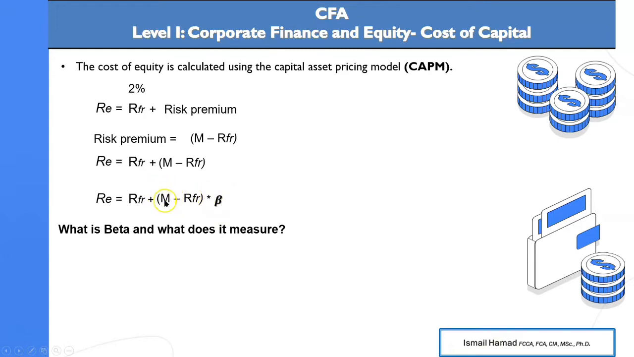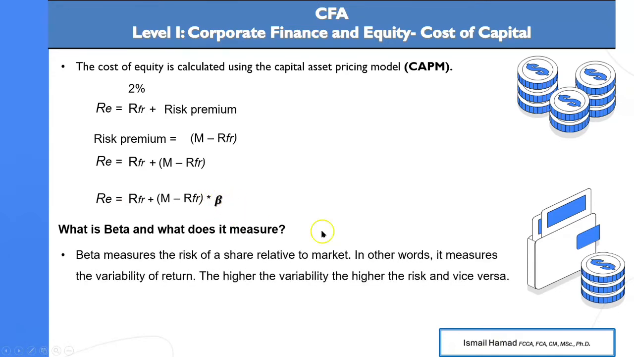If the market changes 10% and the company also changes 10%, that means beta equals 1. 1 times 8% will give 8%, and with the equation it gives 10%, similar to the market. But if the market changes 10% and our company changes 15%, that means beta is 1.5. 1.5 times 8 will give 12, and 12 plus 2 will give 14%, not the 10% market, because our company is more risky than the market.